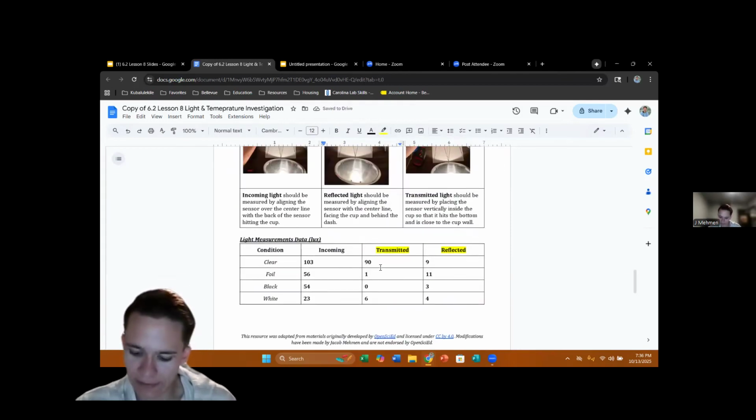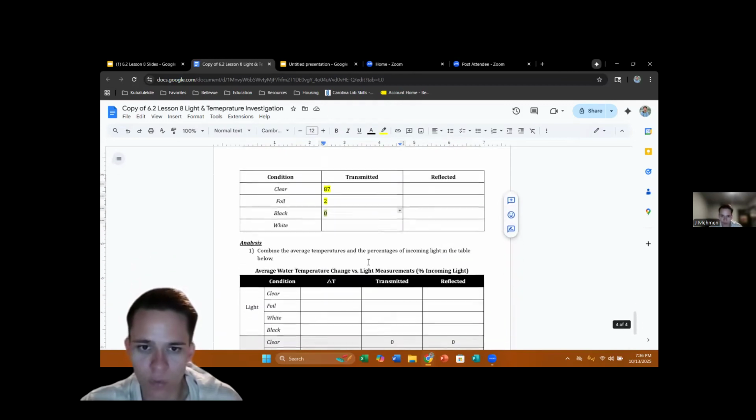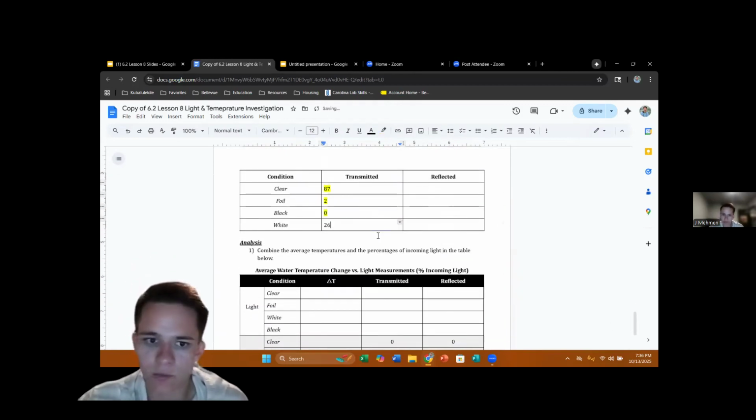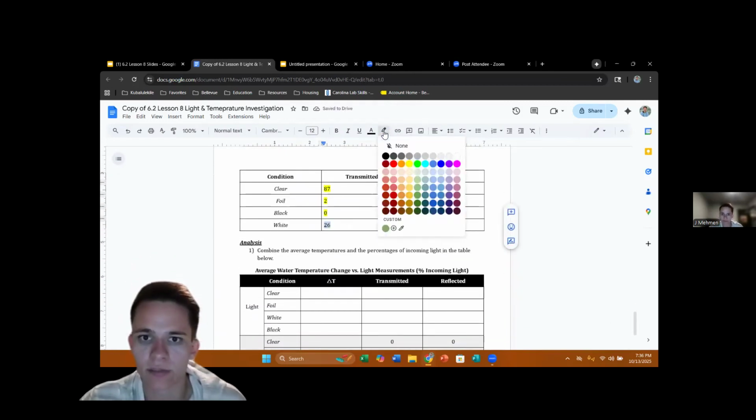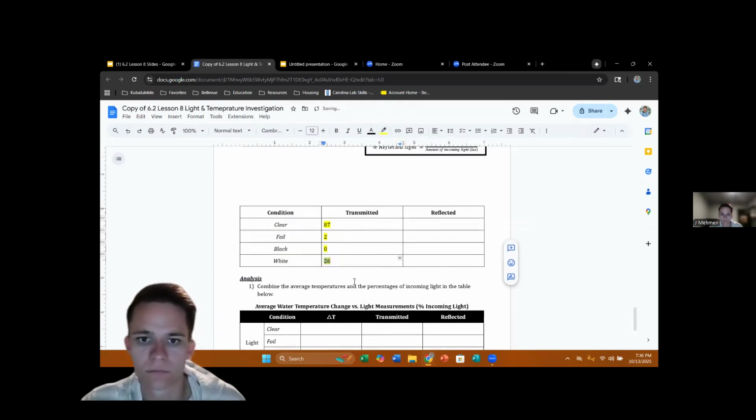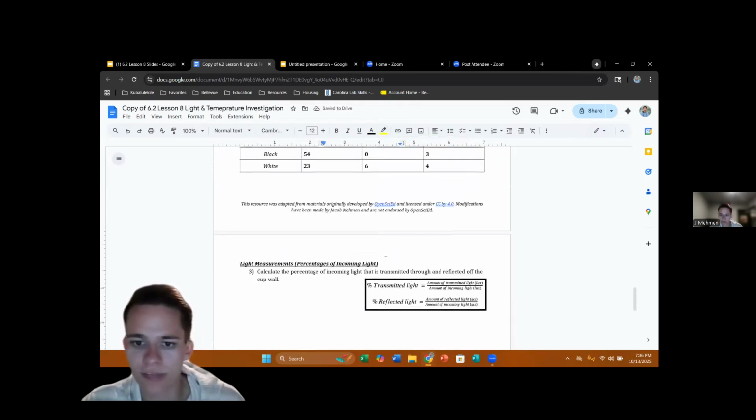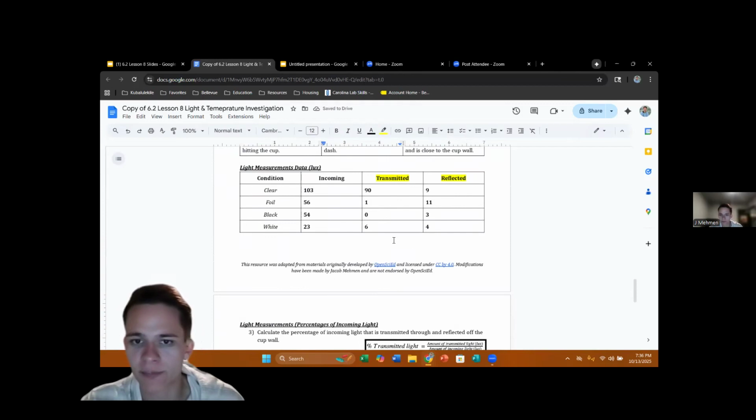And then we're going to take 6 divided by 23 times 100. And that should give me 26%. 26%. Now let's do the same thing for reflected. I'm done with my transmitted column. Now we're doing reflected. So let's start with the clear cup.